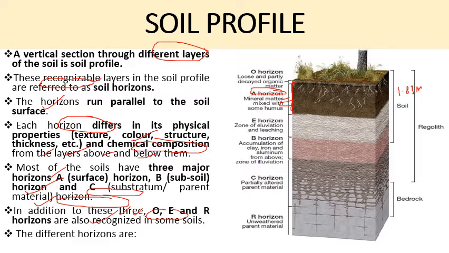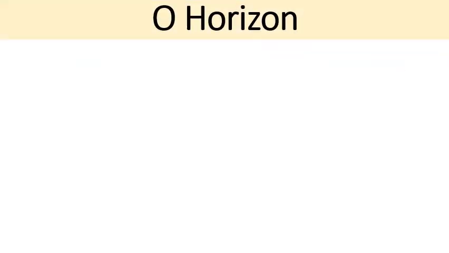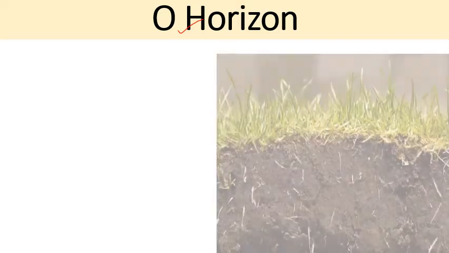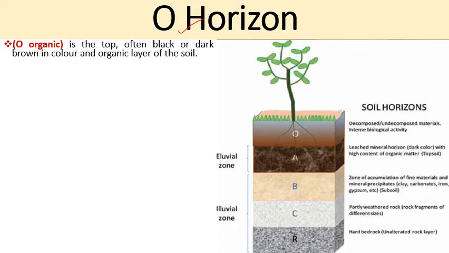So the different horizons are, firstly comes O horizon. Here O stands for organic. So it is the uppermost portion of the soil profile which contains litter and decaying material, that is humus. So O stands for organic. It is the top, often black or dark brown in color, and organic layer of the soil. So that's why it's known as O horizon.